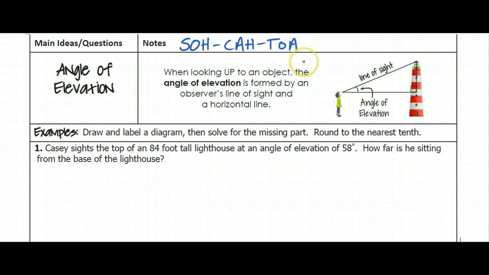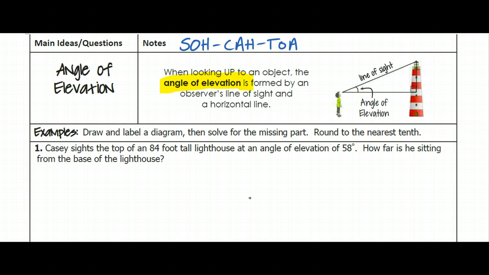All right, so the angle of elevation here is when we're looking up to an object. The angle of elevation is formed by an observer's line of sight and a horizontal line. The thing that we need to tell here is that elevation means that we're looking up, and so this is the angle between the horizontal line and looking up at something.